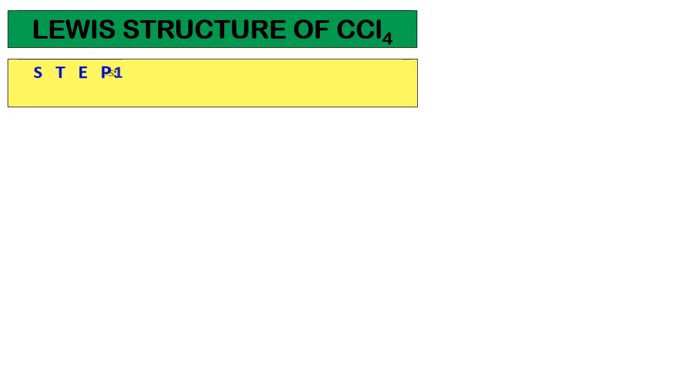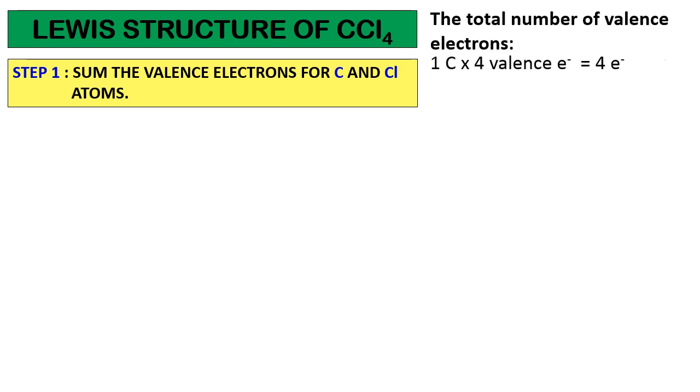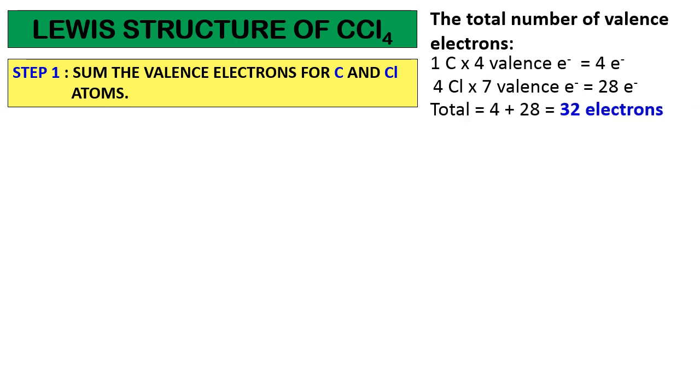The next example will be tetrachloromethane, also known as carbon tetrachloride. We calculate the sum of valence electrons for carbon and chlorine. One carbon has 4 valence electrons, and there are 4 chlorine atoms, so 4 multiplied by 7 gives 28 electrons. So the sum of the valence electrons is 32.